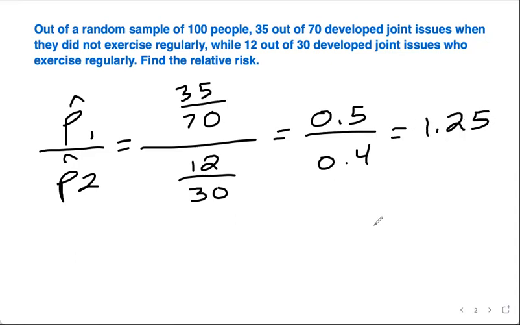And so what that would mean as far as an interpretation, now if you just are asked for the numerical answer, you're done. But the interpretation is those who do not exercise, since that was the top proportion, versus those who do exercise. So those who do not exercise are 1.25 times more likely to develop joint issues than those who do exercise regularly. So there's your two examples on relative risk.